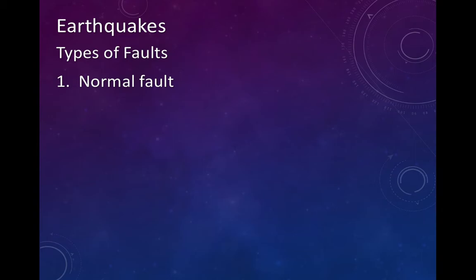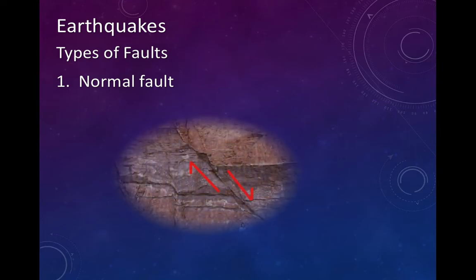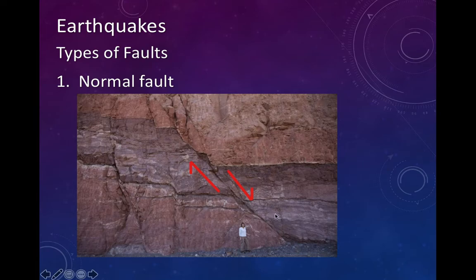And actually, let me remember here, I think I have a picture. That's right, I have a picture of a normal fault here I forgot about. So this is a normal fault right here. And this person standing here kind of gives you an indication of how large this is. And so this block right here is moved downward compared to this one.